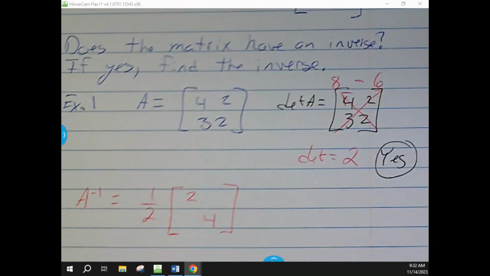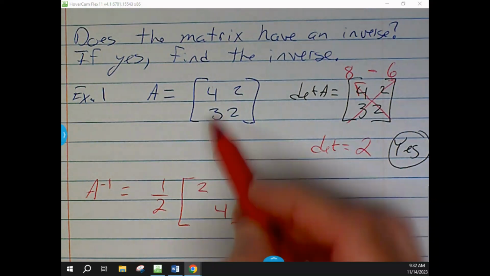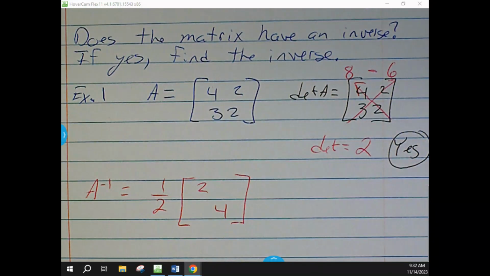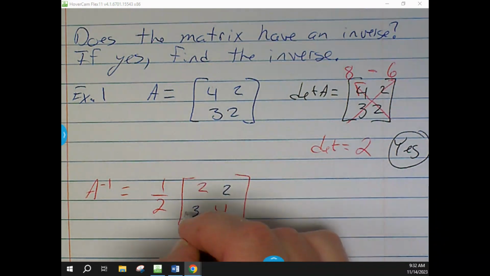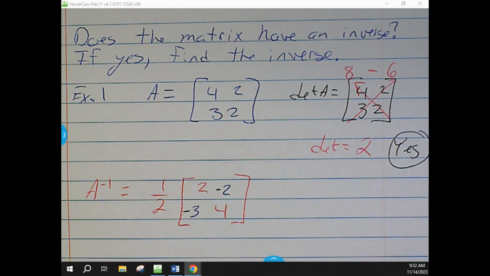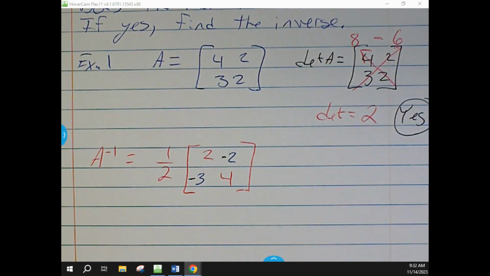Sorry, a little crooked. So again, we're going to switch these locations. And then whatever these numbers were, we're going to change the sign. So change this to a -3 and a -2. Okay, so we're going to take everything on the inside after we've changed these and changed these signs.